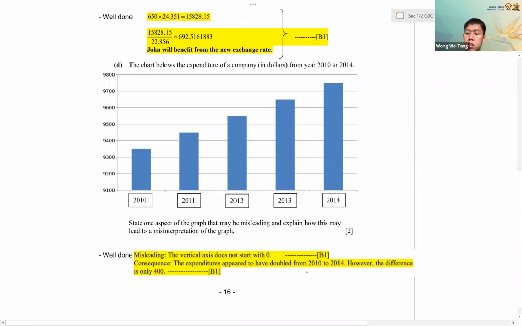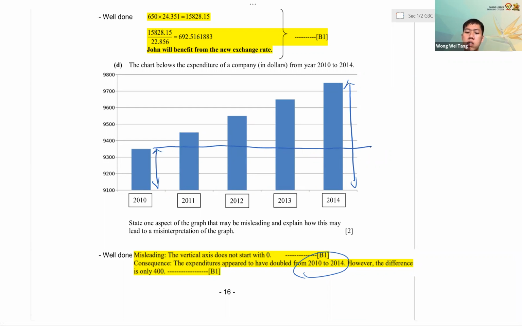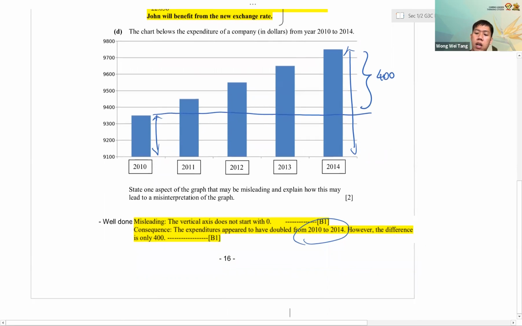Okay, in this case, the setter chose 2010, 2014. Comparing this and this. Appear only, appear to have doubled from 2010 to 2014. However, the difference is instead of saying it is only 400, I prefer that you say how many times.